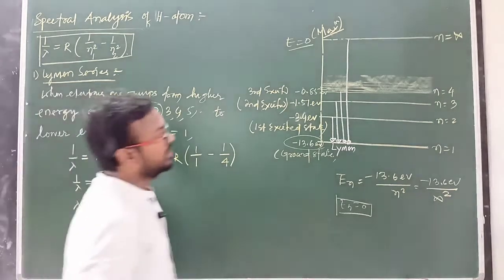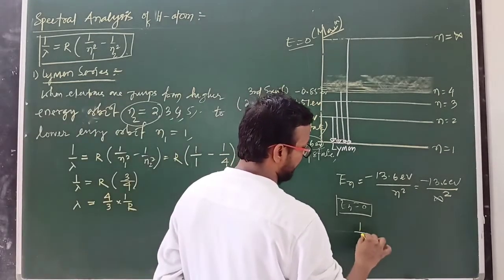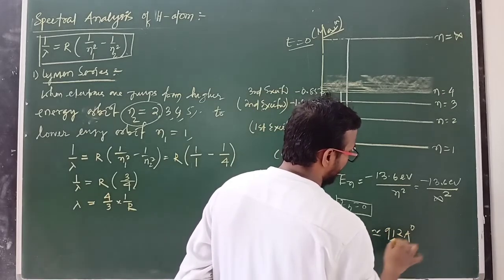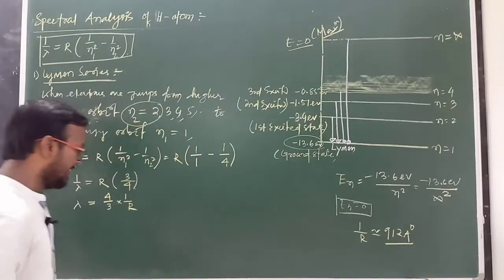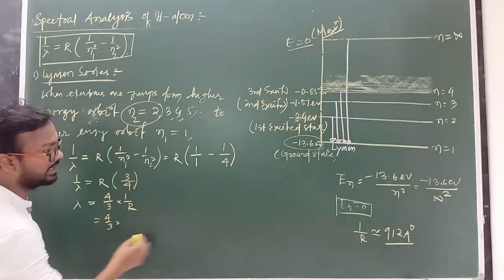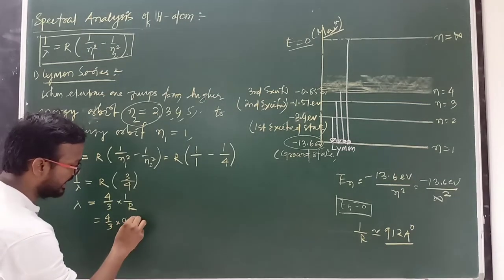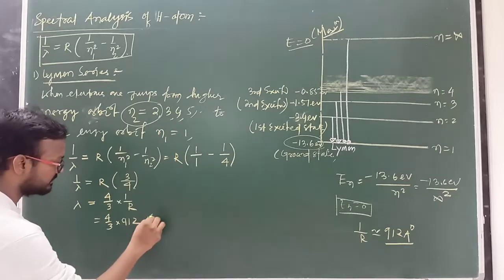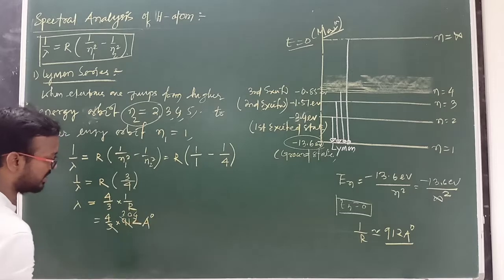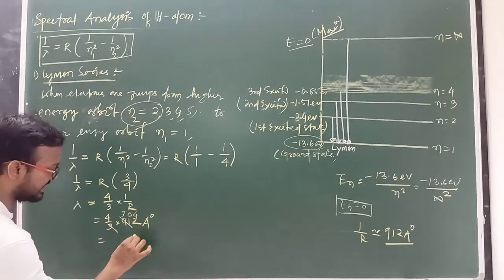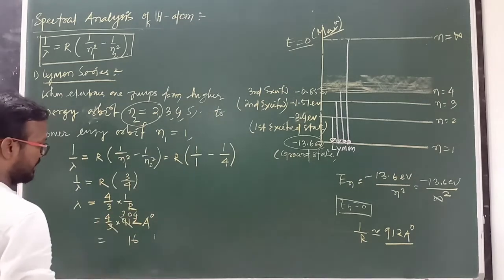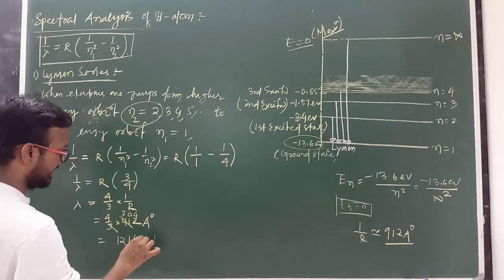We already discussed the relation, that 1 by r, its value is nearly equal to 912 angstrom, or you can say 911 angstrom. If we use this value here, then 4 by 3 into 1 by r, and 1 by r equal to 912 angstrom. Clear? So 3 3 is 9, 3 4 is 12, then 4 4 is 16, and so we get the angstrom.